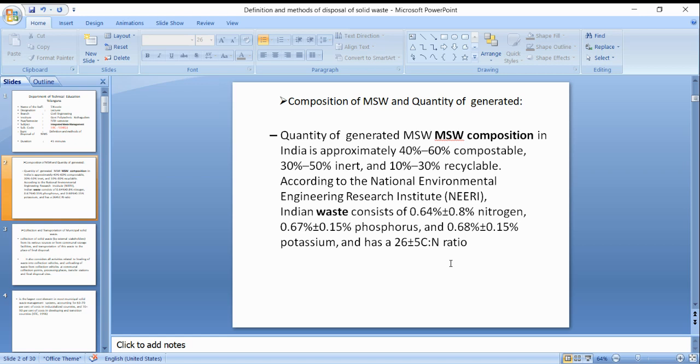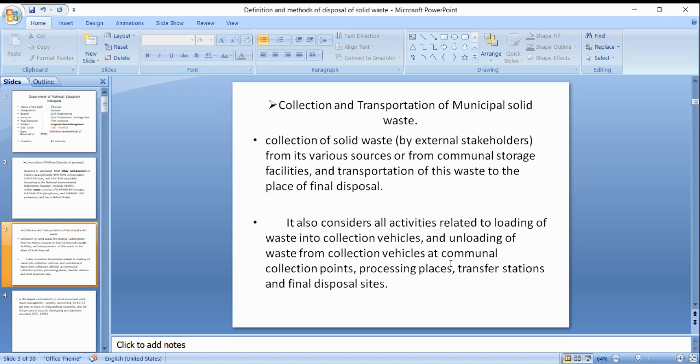So chemically inactive materials are 30 to 50%, and only 10 to 30% we can recycle. This is about India, this much quantity, and the composition with the percentage of nitrogen and phosphorus generated in the waste. That is what we have seen.